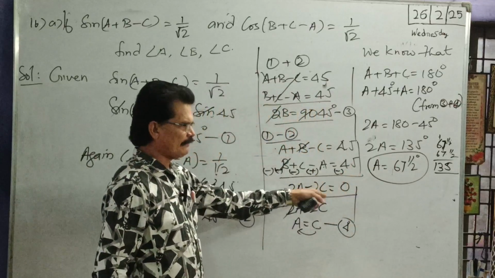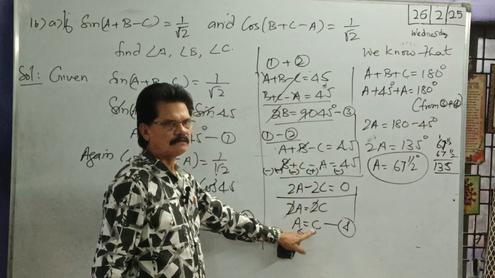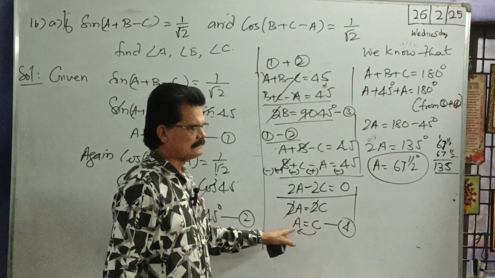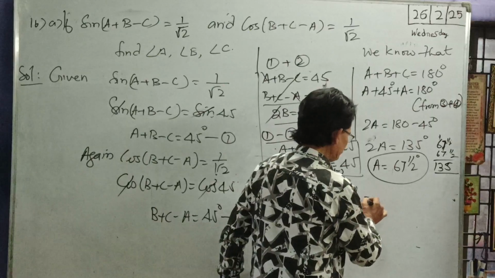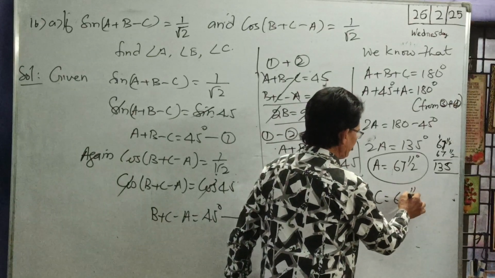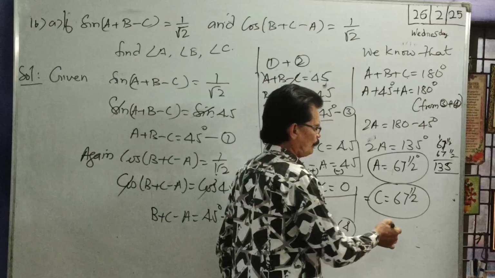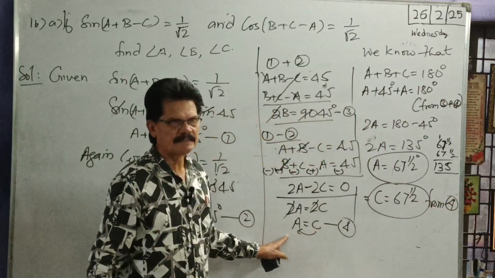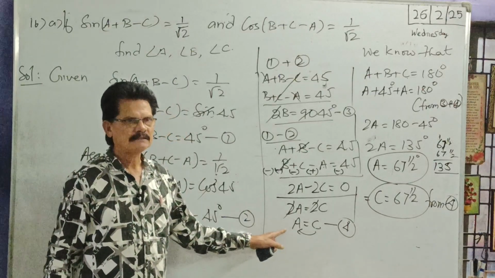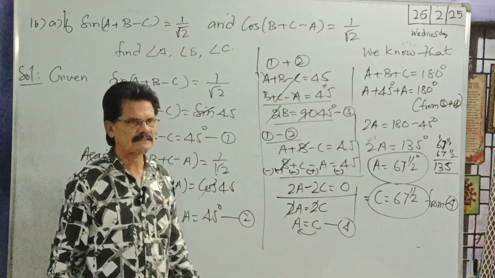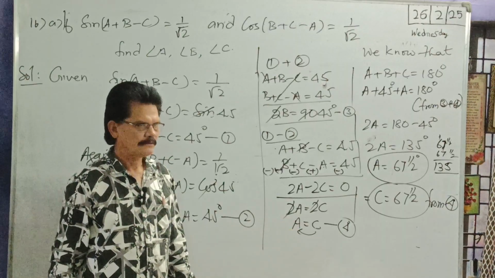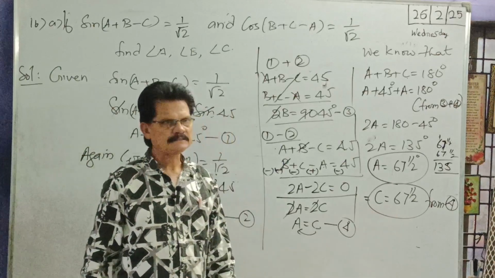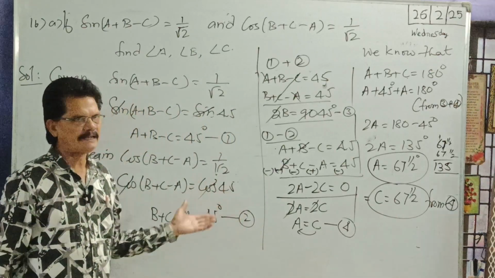If A is 67 and a half, automatically C is also 67 and a half. Why? A is equal to C. From equation 4, what does the fourth equation say? A is equal to C. So if A is 67 and a half, C is also automatically 67 and a half. So we got the three angles.